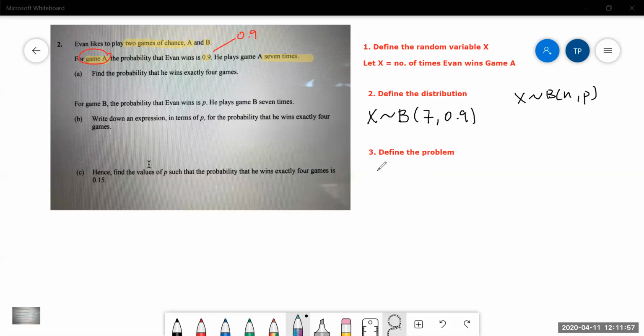Then the third step is define the problem. So it means exactly 4 games. So X is equal to 4. So this is binompdf, because it is an equal sign.